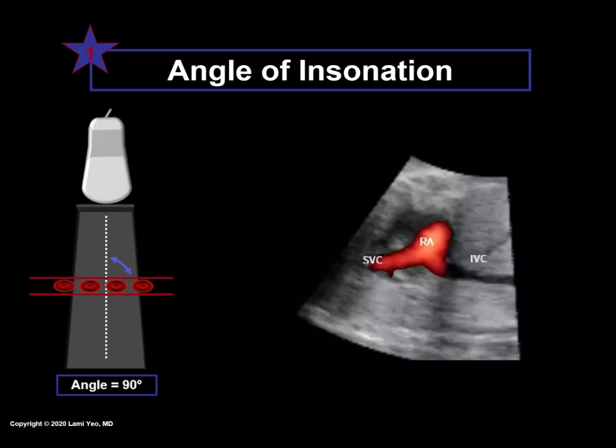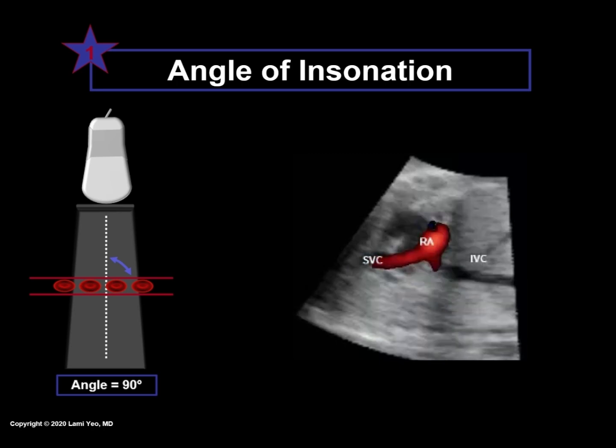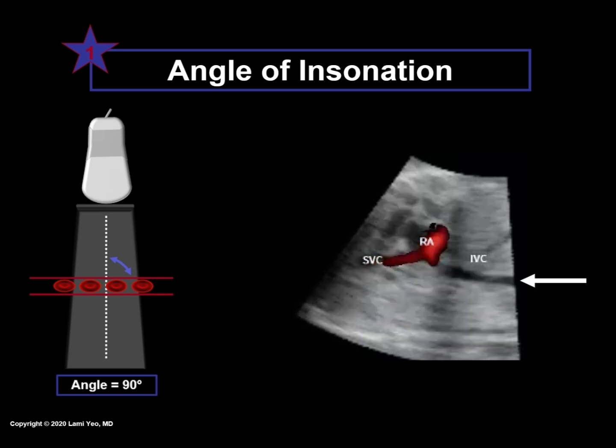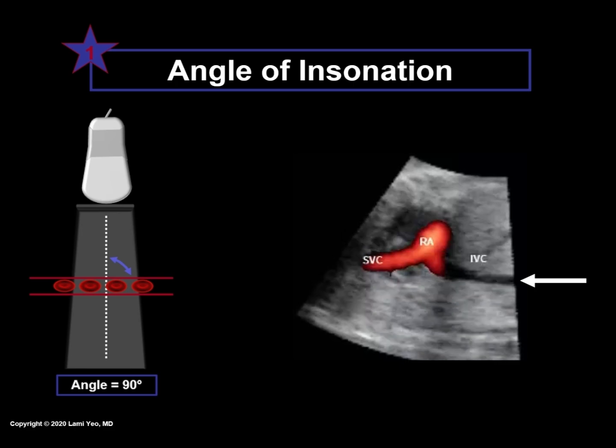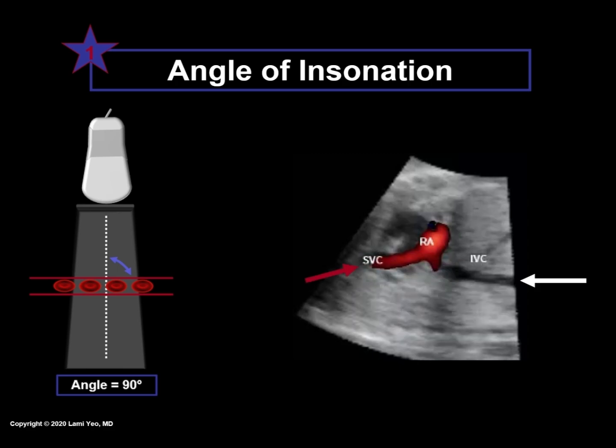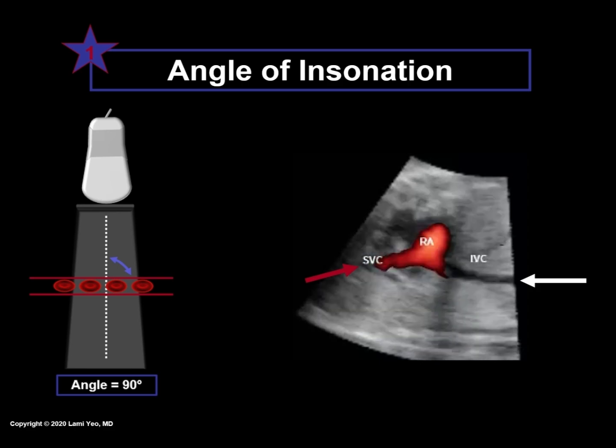Look at this example in which color Doppler is being applied to the vena cava. Notice that the angle of insonation is 90 degrees for the inferior vena cava, and therefore there is no color Doppler signal within this vessel. However, the superior vena cava does show color flow towards the right atrium, represented in red. This is because the angle of insonation is approximately 70 degrees.